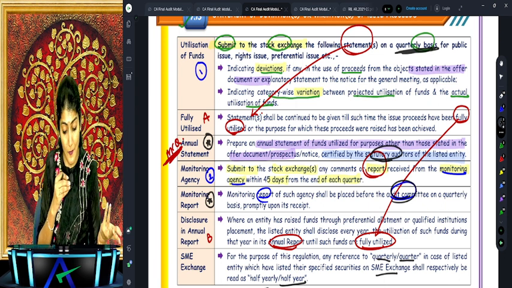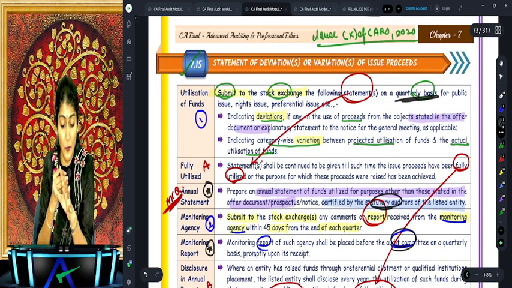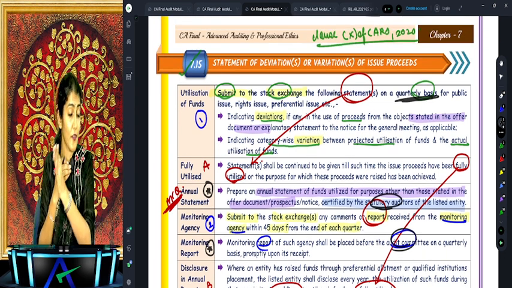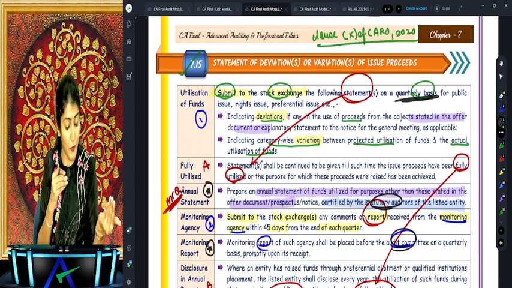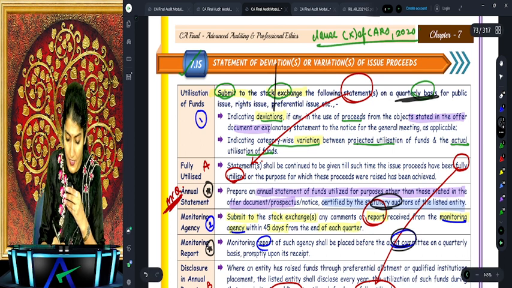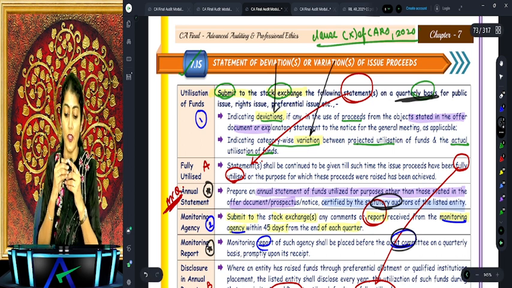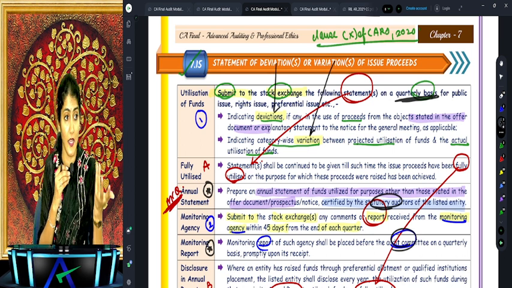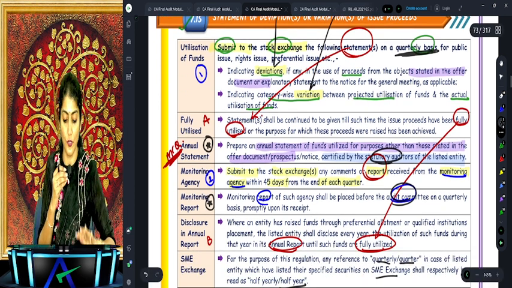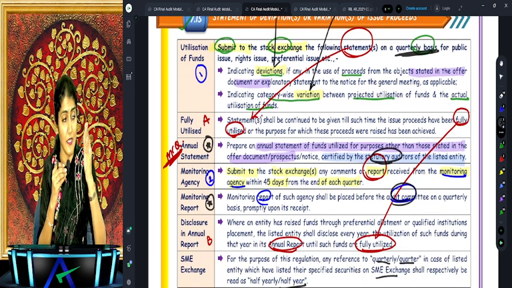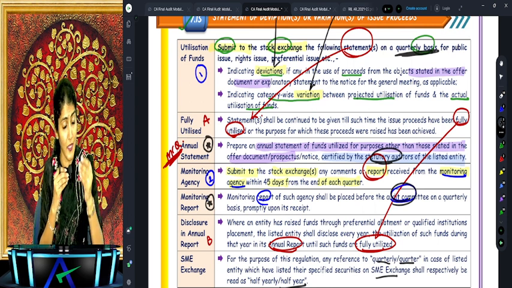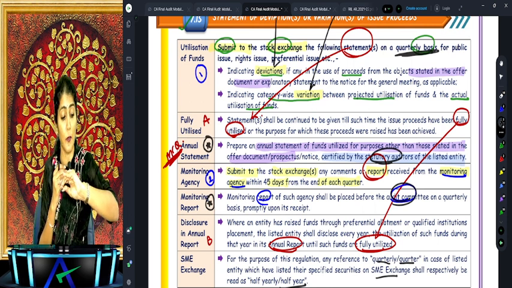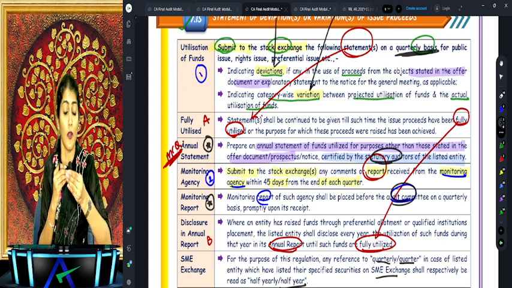Can a question come in the exam regarding the provisions of the regulations of SEBI LODR with respect to statement of deviations and variation of issue proceeds? Right. So deviation and the variation of the issue proceeds. So submit to the stock exchange, and also mention it in the annual report, and also the monitoring agency report is to be placed before the audit committee.